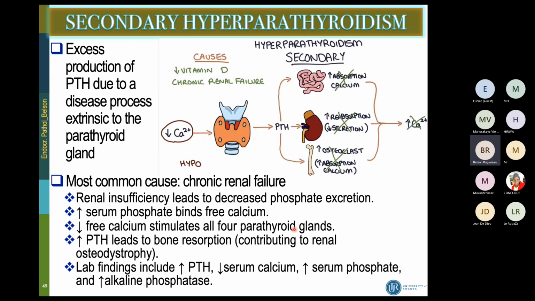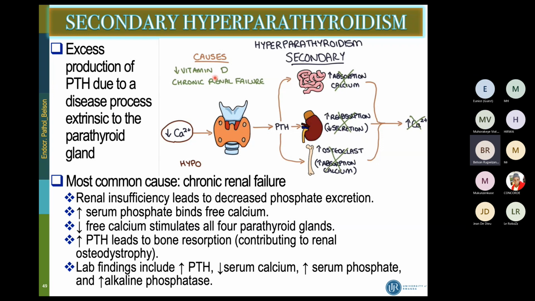So the secondary hyperparathyroidism, as I said, is hyperparathyroidism due to causes outside the parathyroid gland itself. The causes are listed here. There is excess production of PTH due to a disease process extrinsic to the parathyroid gland. The most common cause is chronic renal failure, and it is also shown here in this diagram.